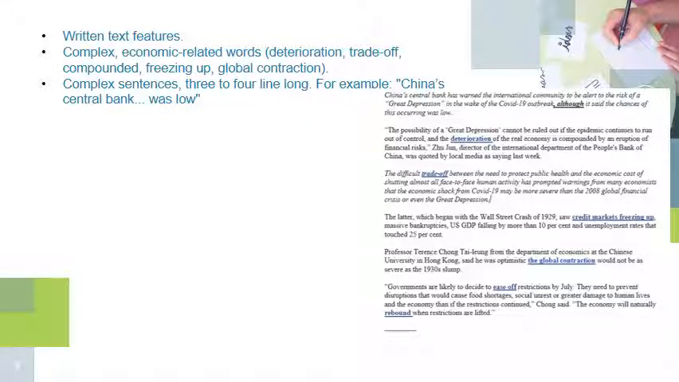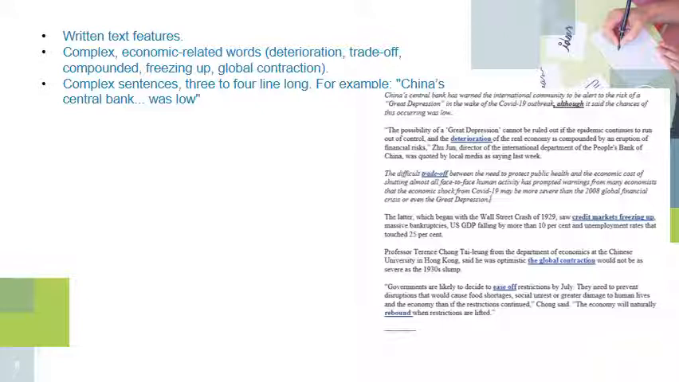Now let's look at some features of the article. I think it's mostly written text in nature because the words which are being used are quite complex and I think a bit specialized. They would usually be used in the economic realm, like the words "trade-off," "compounded," "freezing up," or "global contractions." I don't think that they should be used in a spoken form.